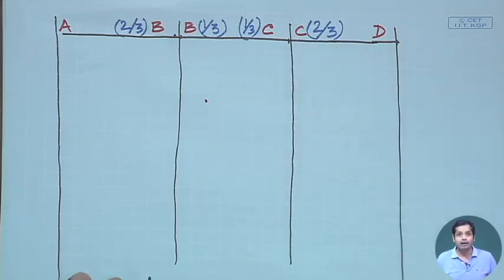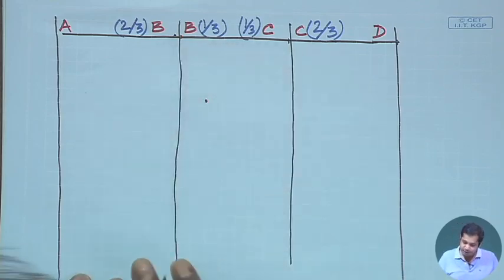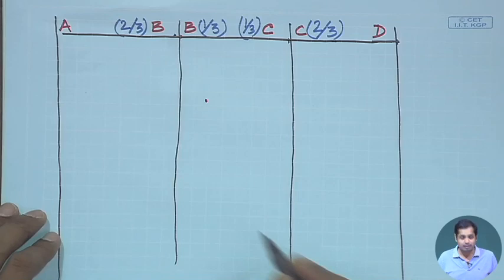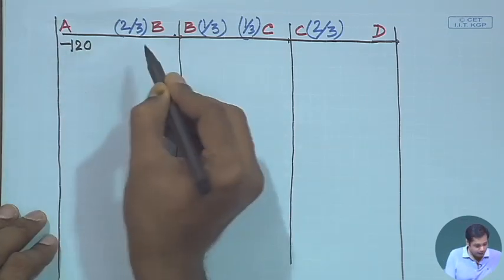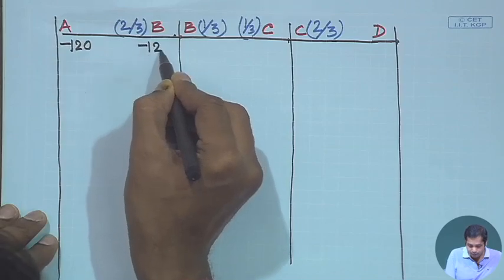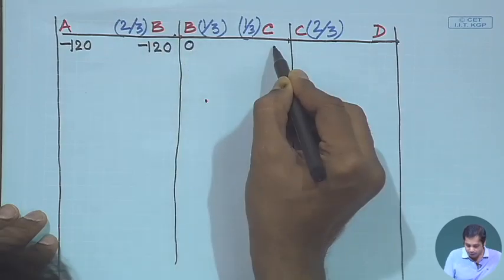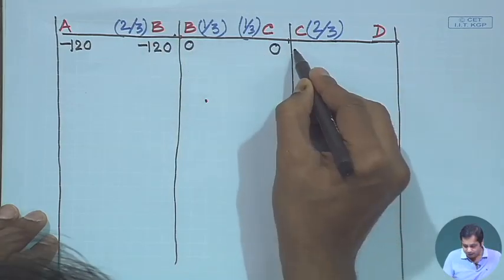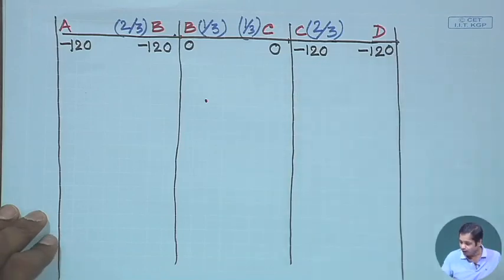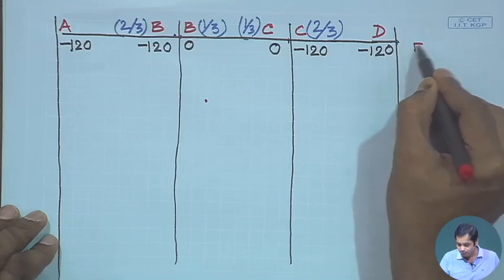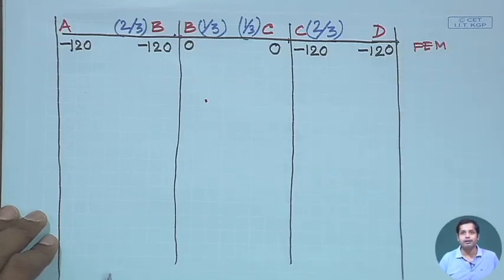Right. These are the distribution factors at B and C. Now, what is the fixed end? First step is to write the fixed end moments. The fixed end moments, here it is minus 120 and here it is again minus 120, here it is 0, for BC it is 0 and it is minus 120 and again it is minus 120. Okay. So, this is fixed end moment.